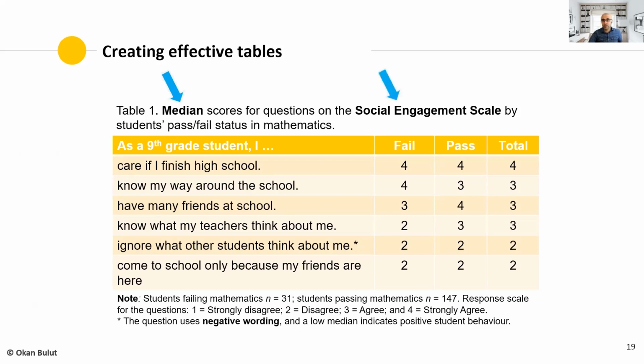for the social engagement scale. I'm telling you which survey, which scale it is, and what I'm presenting. These are the median scores. They are not the mean scores. Like I said, don't present the mean scores for your ordinal items. So this is what it is.